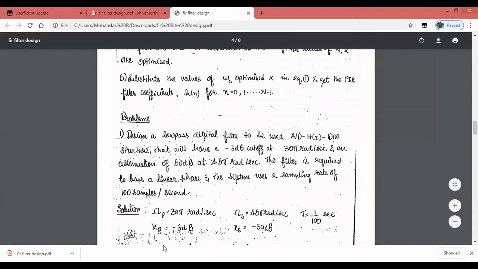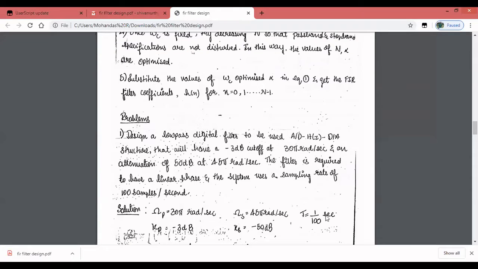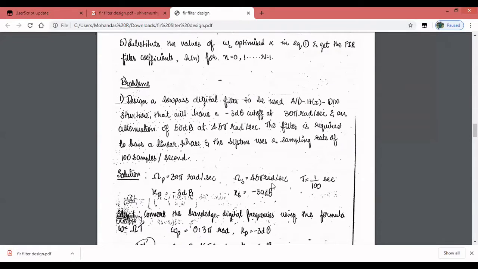So first I'll write down my omega p, that is 30 pi radians per second, omega s is 45 pi radians per second, and T is given as 1 by 100, since the sampling rate is 100 samples per second. Kp is minus 3 dB and Ks is equal to minus 50 dB.